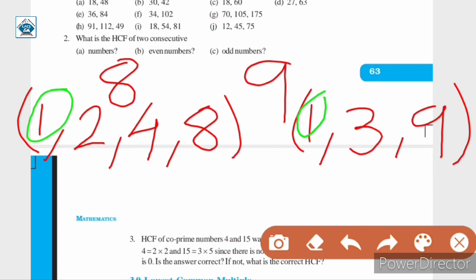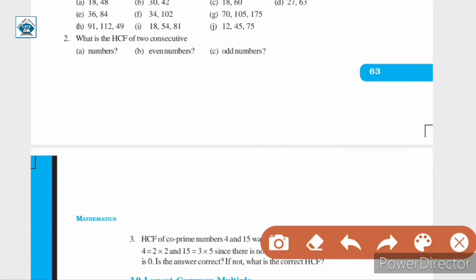For 8 and 9 also the highest common factor is 1. So we can say that the HCF of two consecutive numbers is 1. We can also observe that two consecutive numbers are co-prime numbers. 3 and 4 are also co-prime numbers. Similarly, 8 and 9 are also co-prime numbers because they have only 1 as their common factor. Therefore, the HCF of two consecutive numbers is 1.